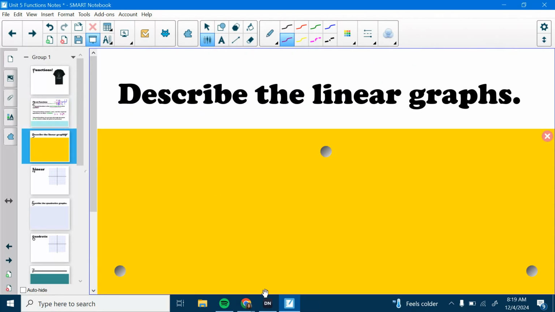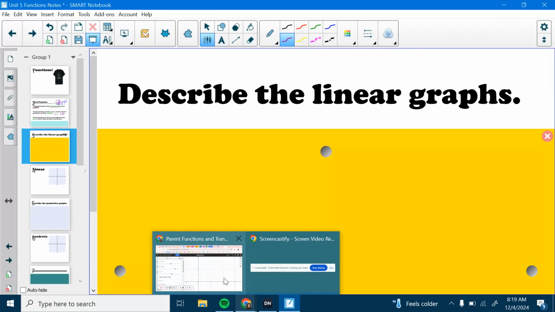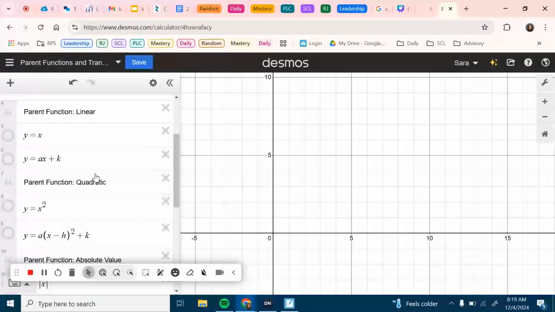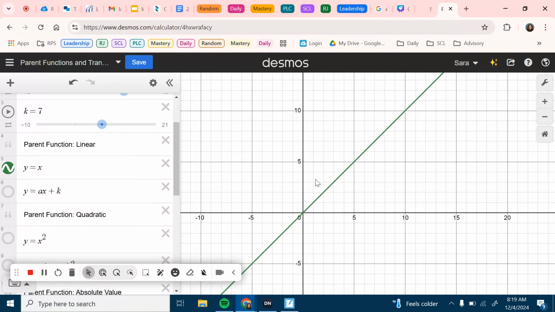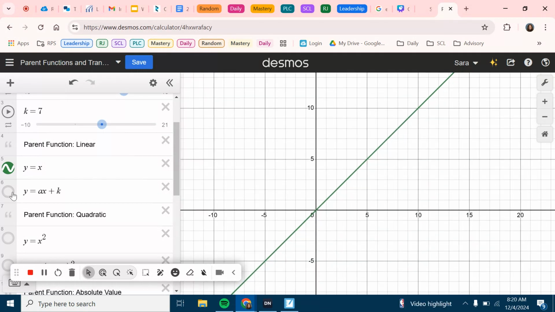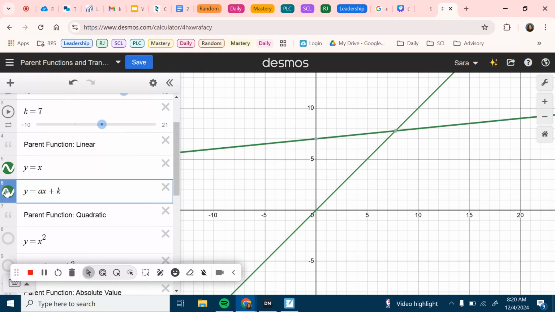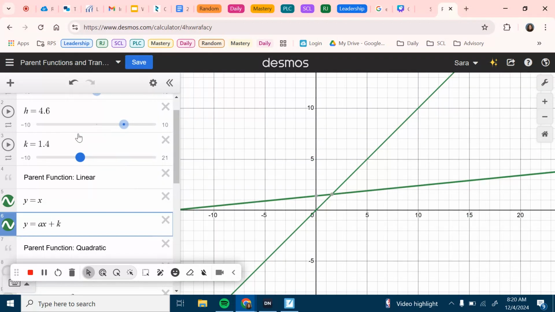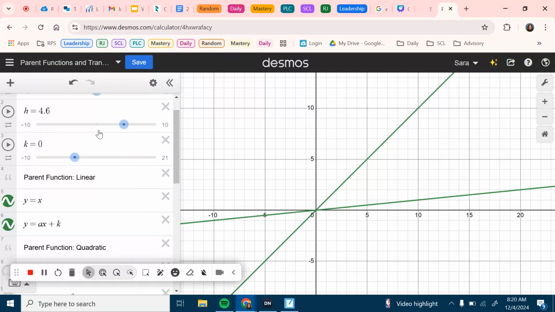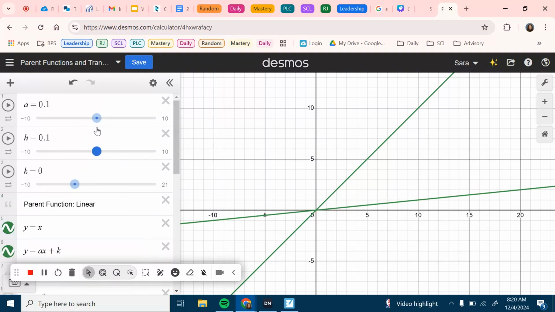Some of you might have done this before, and if not, that's okay. We're going to look at the graph that's called a linear parent function. So if you look right here, the parent function is the linear graph. If I look at that graph, we can see it looks like a line. And then if I put in my non-parent function version, so this version here, y is equal to ax plus k, okay? If I move around what these values are, I can change what that graph is, okay? But eventually, it's going to be just like our parent function.